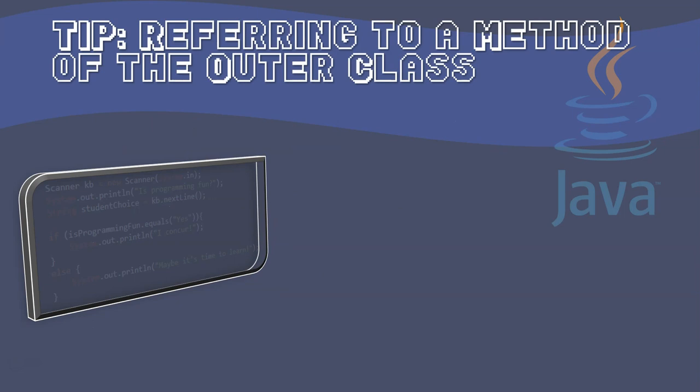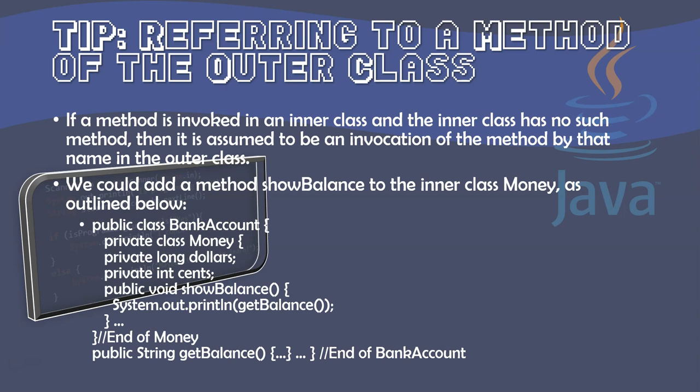So here's a quick tip for you, referring to a method of the outer class. If a method is invoked in an inner class and the inner class has no such method, then it is assumed to be an invocation of the method by that name in the outer class. We could, for example, add a method called showBalance to the inner class Money as outlined below. public class BankAccount, private class Money, private long dollars, private int cents, public void showBalance() { System.out.println(getBalance()); } And then, of course, outside the Money class, we have public String getBalance(), and then the end of the BankAccount class.